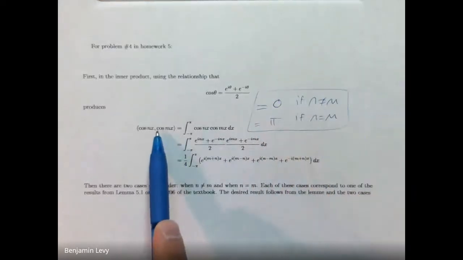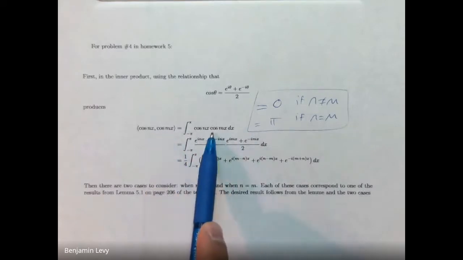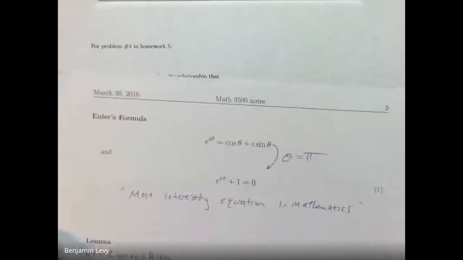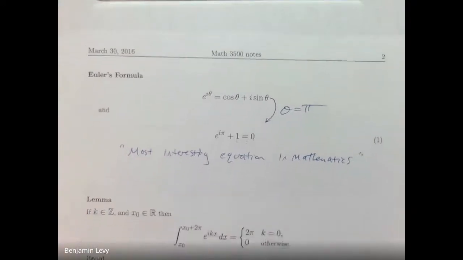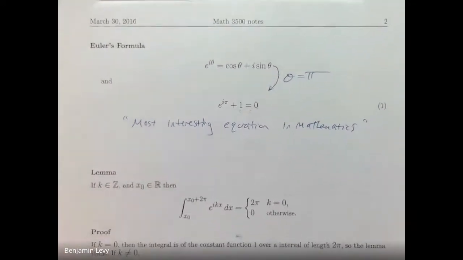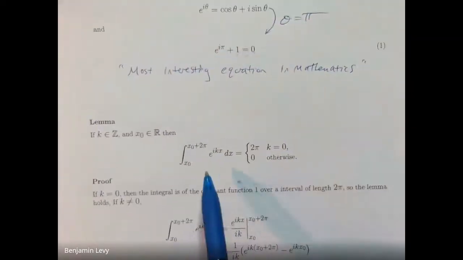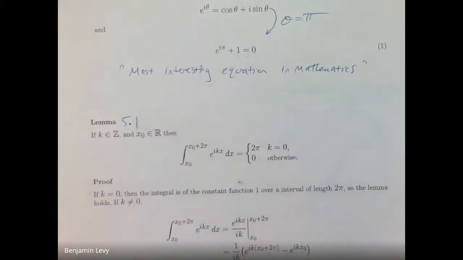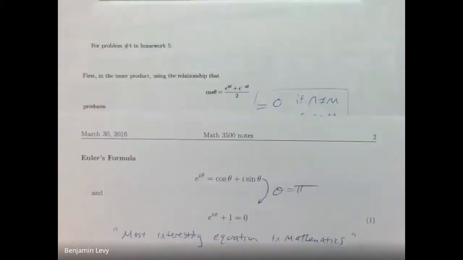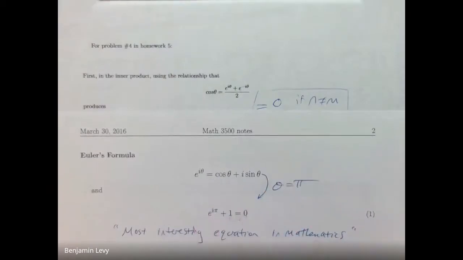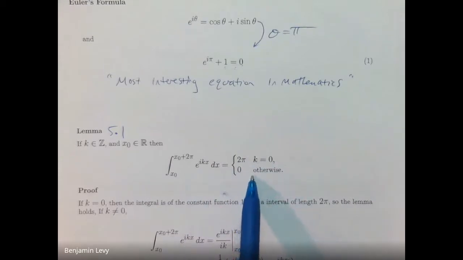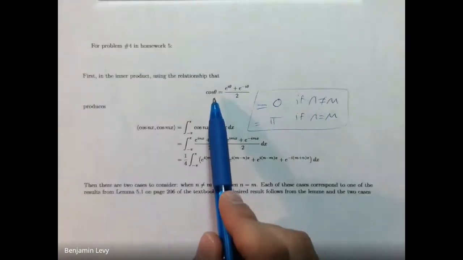And so we start with the inner product. The inner product is the two things multiplied, integrated from minus pi to pi. And then what we had seen on page 2 of the notes from this section was this formula here. This is lemma 5.1. I know it's not labeled here, but it's labeled in the text. This is how we can relate sine and cosine to e. And then this tells you what happens when you integrate this version of e. And so we know that this is true.